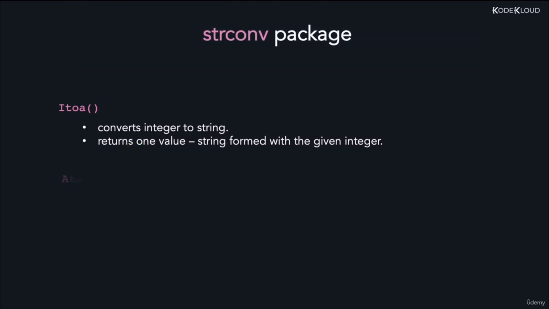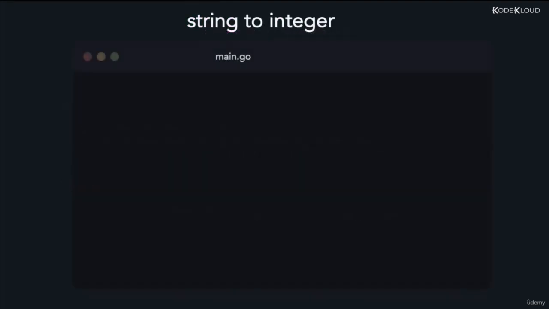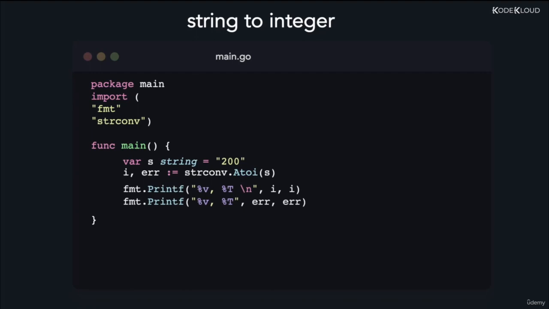The next method is Atoi, which converts string to integer, and it returns two values, the corresponding integer and if there's any error. So to convert a string to an integer, we would again need to import the string conversion package. Now over here, we're going to declare a string variable. We are then going to store the return values that are returned by the Atoi function, and we're going to print those values. So over here, we are printing the value as well as the data type of both the I and the error variable.